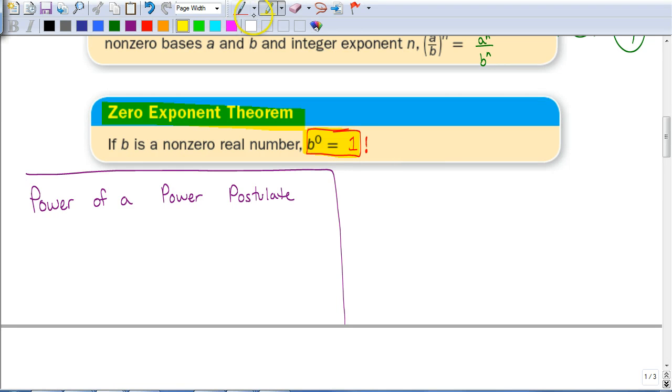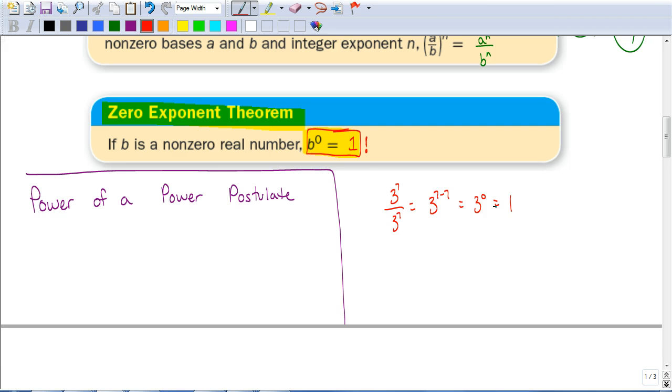Let's say I have 3 to the 7th over 3 to the 7th. Well, we just talked about the fact that if the bases are the same and we're dividing, we can subtract the exponents. That was the quotient of powers theorem. Well, 7 minus 7 is 0. So now I just found out that 3 to the 0 power is 1.